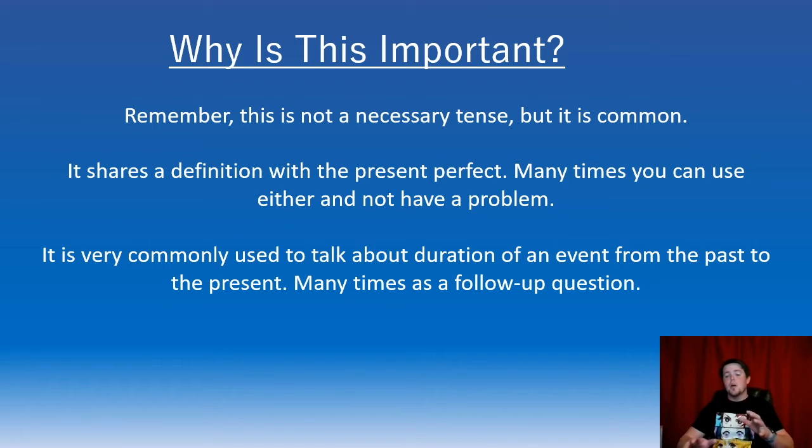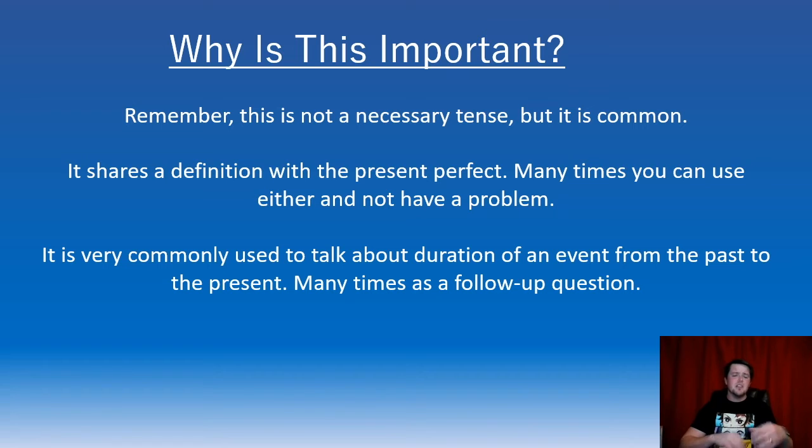Now, why is this important? Remember, this is not a necessary tense. In English, there are 5 necessary tenses to say anything you want to say in English. The simple present, simple past, simple future, present perfect, and present continuous. You can say anything, any idea in English with those 5 tenses, but there are 12 tenses in English, so you will hear English speakers use all of them. It is not necessary, but it is common, especially when you are talking about an idea that has a duration of time. If you say something, oh, you play guitar, how long have you been playing guitar?